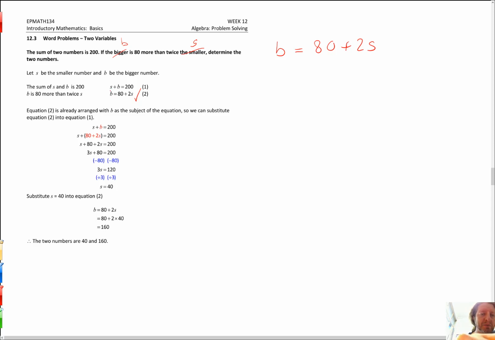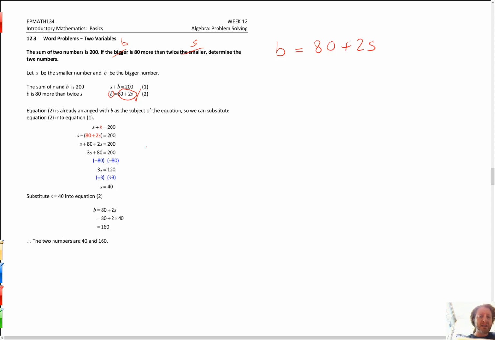So let's just sub B equals 80 plus 2S into the other one, S plus B equals 200. Replace the B with 80 plus 2S. The brackets aren't achieving anything with only a positive 1 out the front. So we've got S plus 2S is 3S, plus 80 equals 200. Take off the 80. 3S equals 120. Divide away that times 3. I've got S is 40.